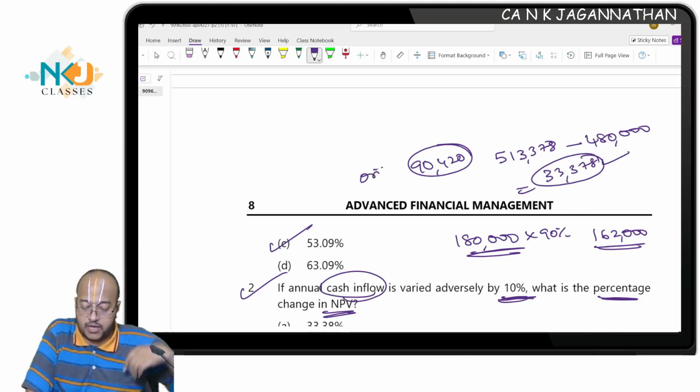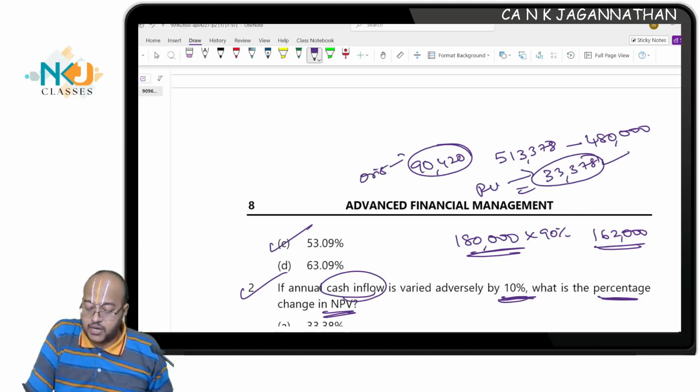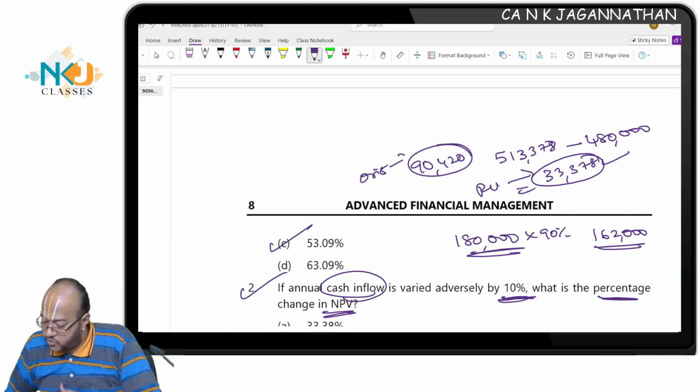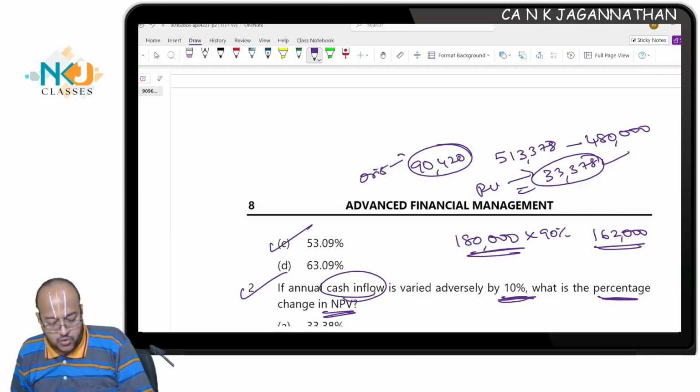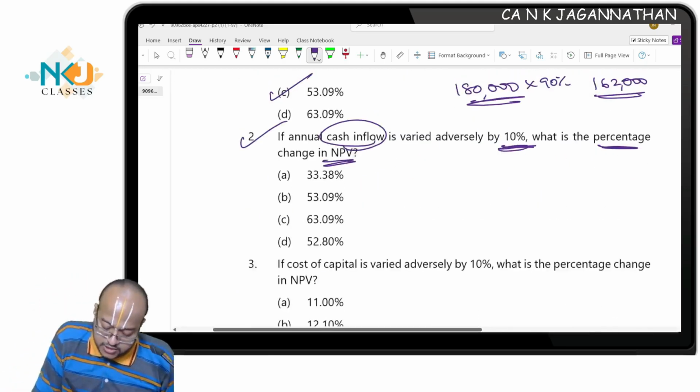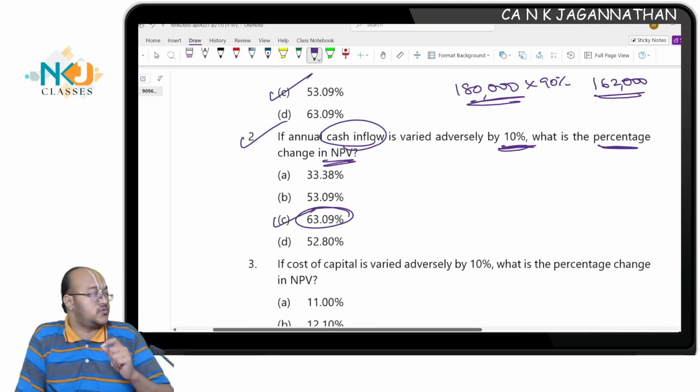This is the original NPV, and now the revised NPV is 33,378. What is the percentage drop? We need to check. 90,420 minus 33,378 is 57,042, divided by 90,420, the percentage is 63.09. Are you all understanding? C is the solution. Very good question.